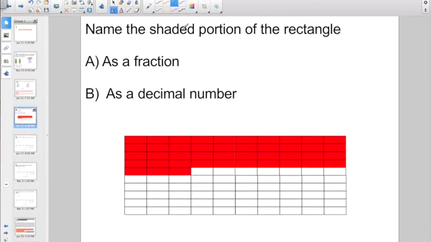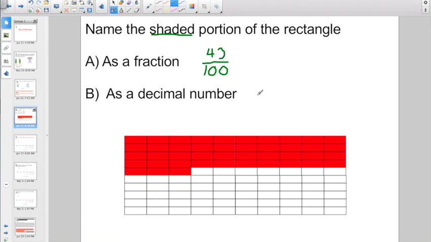Here we have a twofer. Name the shaded portion of the rectangle first as a fraction. Okay, well, it appears to me I have 10 rows of 10, right? So the total number of pieces I have here, 10 rows of 10 would be 100. How many are shaded? Because my numerator has to tell the shaded amount. 10, 20, 30, 40, and 3 more makes 43. So I have a fraction that says 43 hundredths.